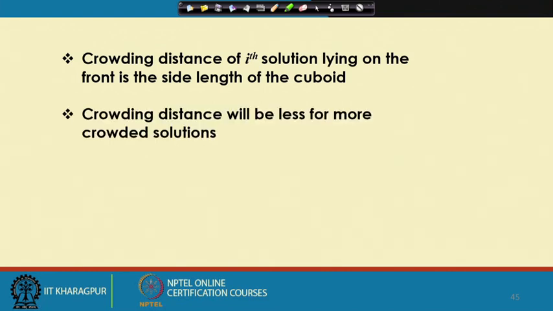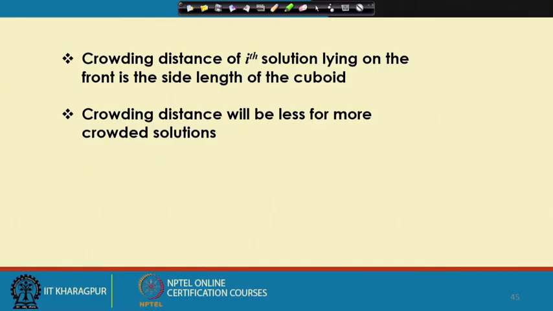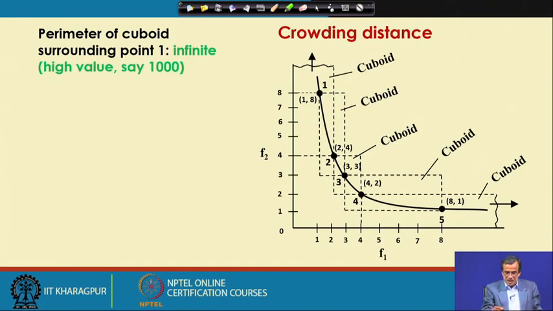Now, if I consider the points which are too far, the crowding distance value will be more for the points which are too far, and for the points which are very close to each other, the crowding distance value will be less. That means the crowding distance value will be less for a more crowded solution. Now, if I go back to the situation, let me concentrate. Here I am going to consider there are only 5 solutions on this rank 1.